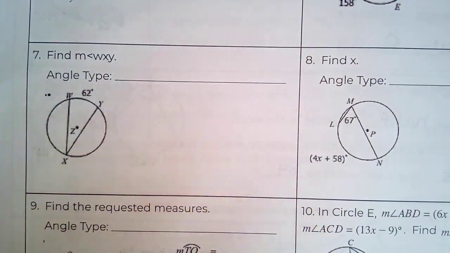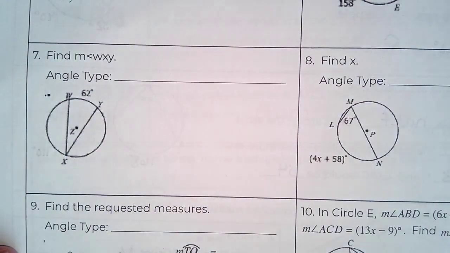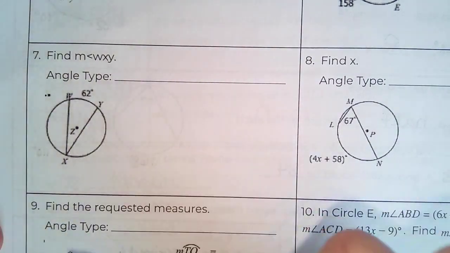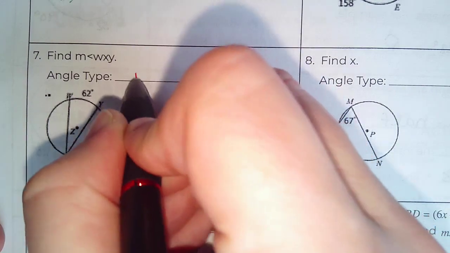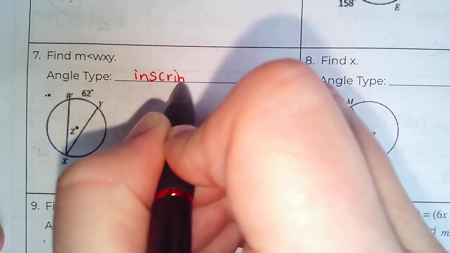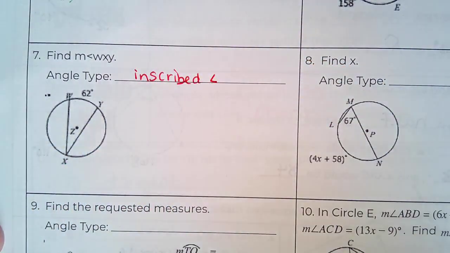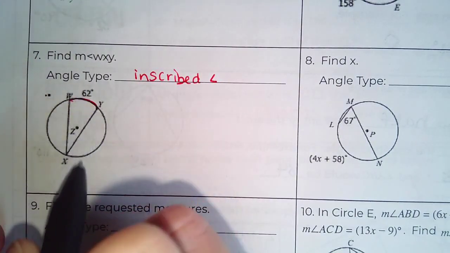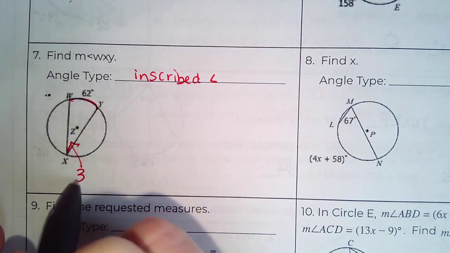Number 7. We want to find the measurement of angle WXY. So we have an inscribed angle. Pretty quick on this one. We're just going to go ahead and take 62, divide it in half. So this would be 31.